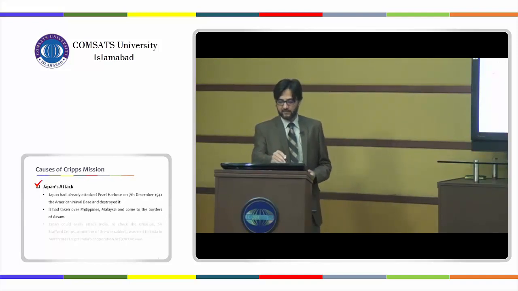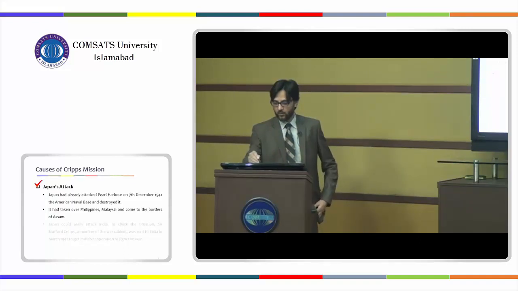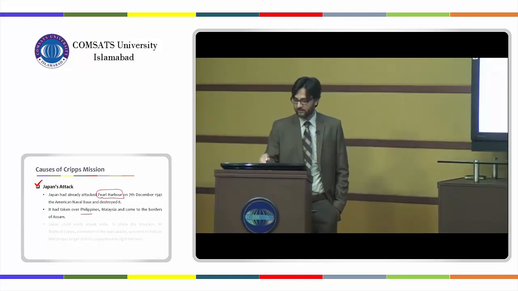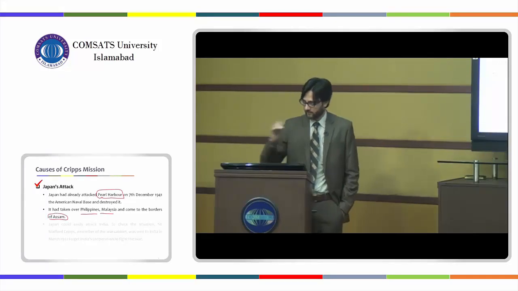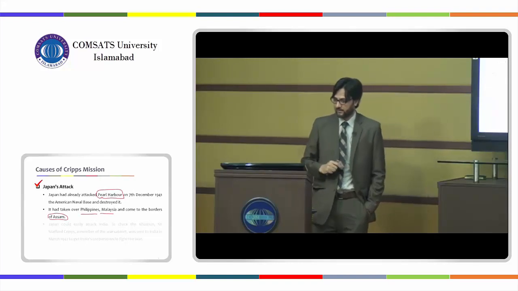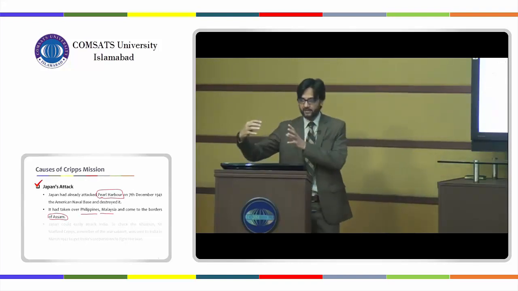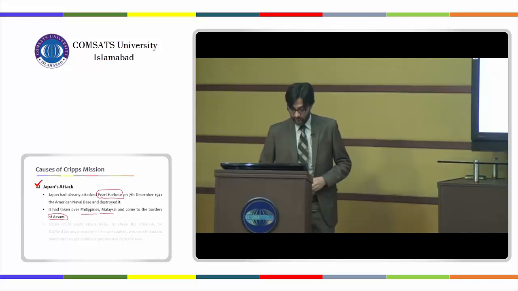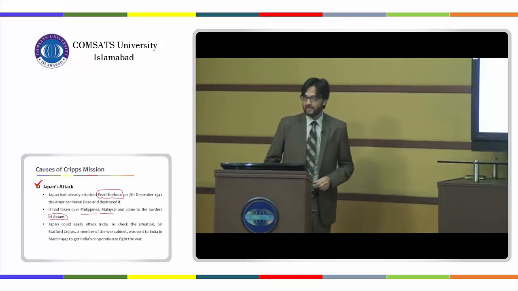So this is the advancement of Japan. On the one hand, in the Pacific, Pearl Harbor, right, hit the United States of America. Then it had taken the Philippines, Malaysia, and the border of Assam, which is Burma. They were already at the borders of Assam in Burma, right? So they were attacking the British colony of India. They were planning to attack it. They were encircling it, right? And they were spreading. It was quite easy for them to attack.